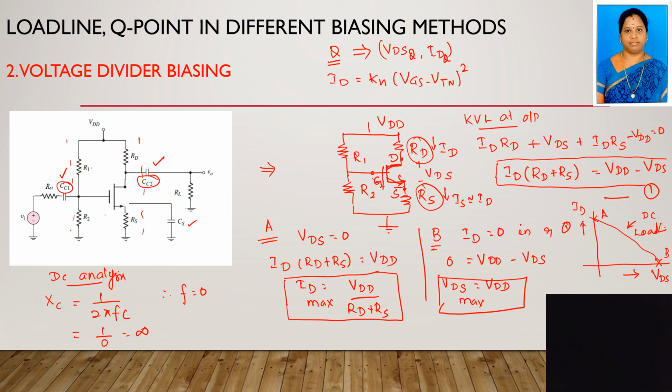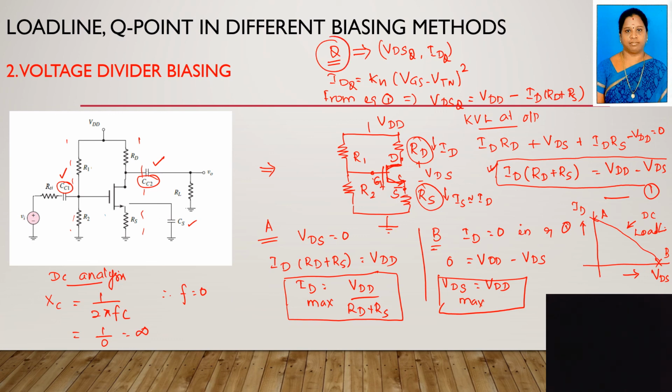So after finding out this ID, which is nothing but IDQ, you have to use equation 1. From equation 1, you have to find out what is VDSQ. So VDSQ equal to what from this? You will be getting VDD minus ID into RD plus RS, right? So that you are able to find out the Q point.